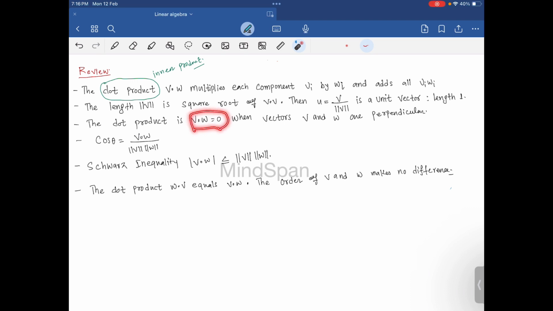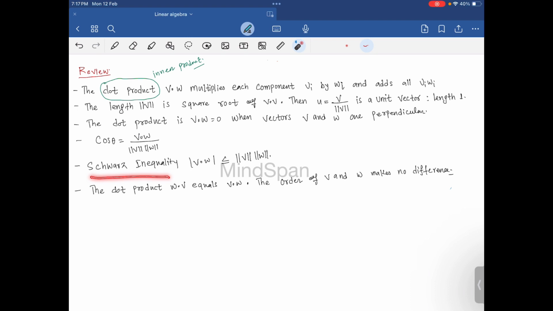If you take the dot product and it is 0, then the angle between those two vectors is going to be 90 degrees. It is obvious, and it is known to you from earlier classes, and this is the cosine formula that will give you the angle between the two vectors. Also, this is the length of a vector, and you can also call it the norm of a vector.